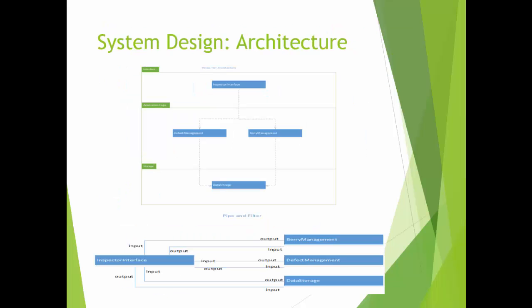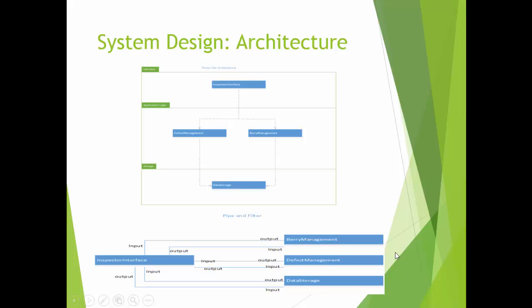The architectural patterns used are the three-tier architecture and pipe and filter. The interface layer includes the inspector interface subsystem, which deals with the user requests such as counting blueberries. The application logic layer has the defect management and berry management subsystems, and they process the images, detect blueberries, count them, and look for defects. The storage layer has a data storage subsystem, which handles the storage and retrieval of images.